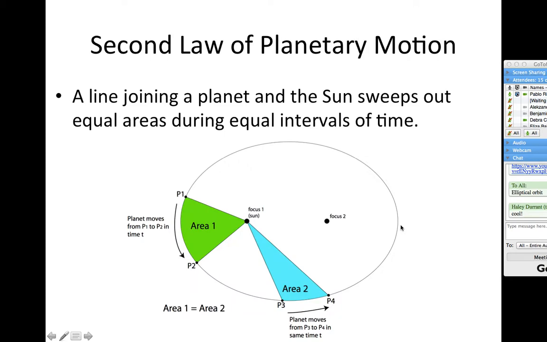The second law of planetary motion is this. Let me see if I can read it and describe it. It says, a line joining a planet and the sun sweeps out equal areas during equal intervals of time. Okay, let me grab the pen. So the idea is the following. This is the orbit of the planet, an elliptical orbit. The sun is at one of the foci of the ellipse. In the other focus, there's nothing, just space.